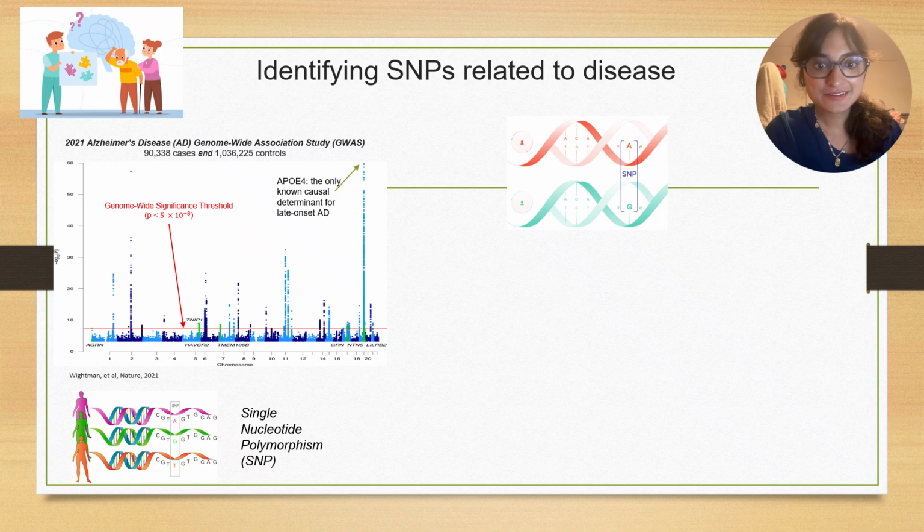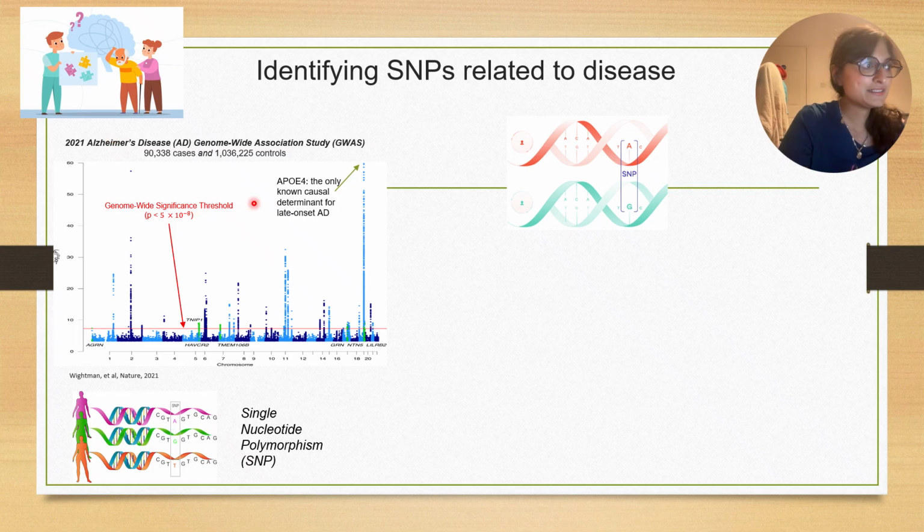So single nucleotide polymorphisms are a one nucleotide difference in a particular position of the deoxyribonucleic acid, the DNA, in a specific position. They're the most common type of genetic variation in humans. And this Manhattan plot here, because it looks like the Manhattan, New York City skyline, that's why it's called a Manhattan plot.